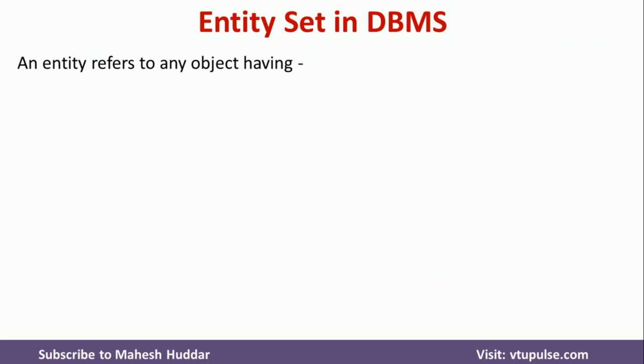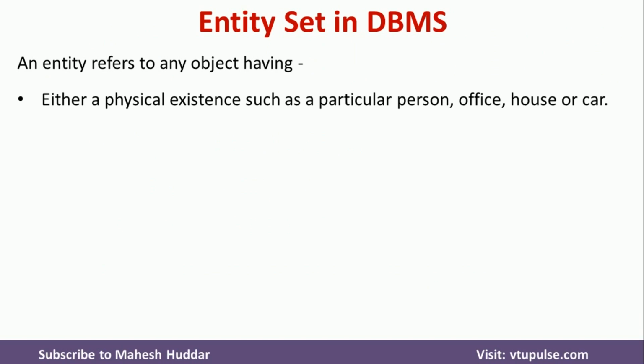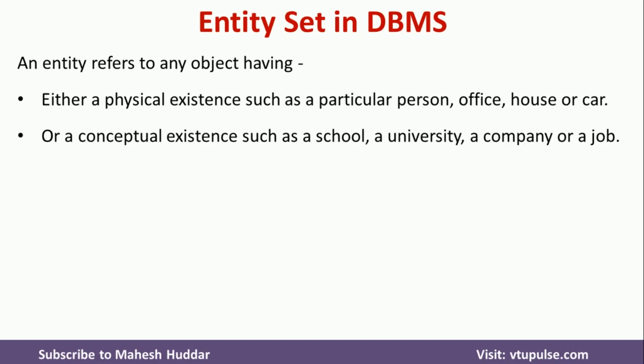An entity refers to any object having physical existence or conceptual existence. For example, person, office, house or car have physical existence, hence they are called entity sets. Similarly, school, university, company or job have conceptual existence, hence they are called entity sets in this case.